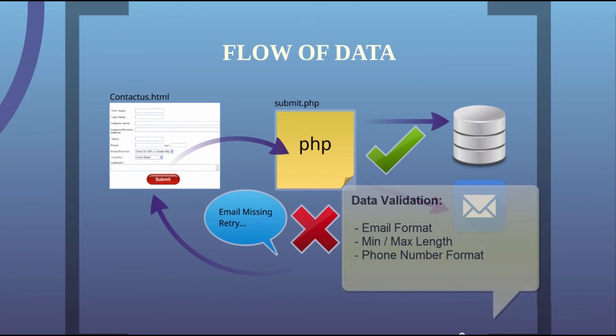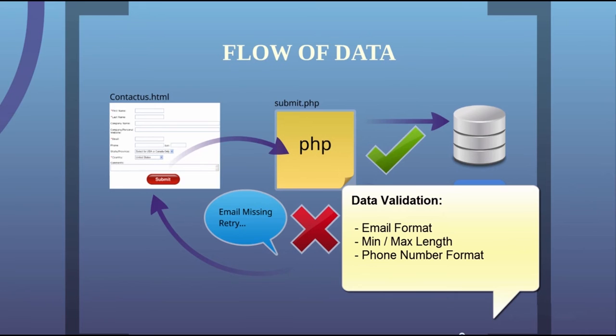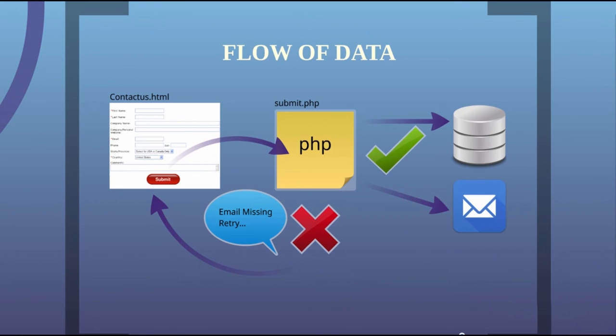Examples of data validation types include checking email address formats, checking the length of data typed into a field. For example, a minimum amount of characters or a maximum amount of characters must be met in order for form submission. Or perhaps checking the format of a phone number. This is not an exhaustive list, and there are many different ways data can be validated.